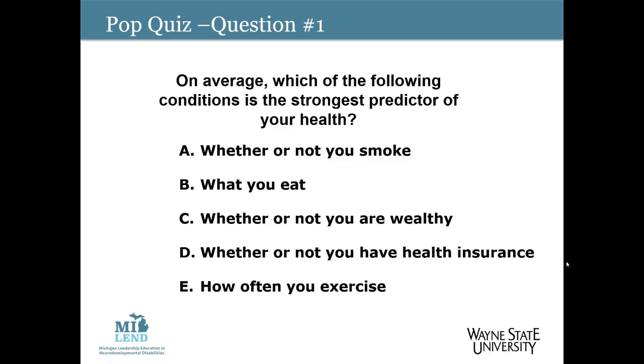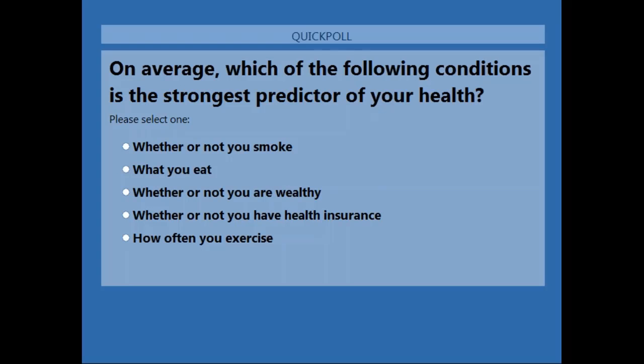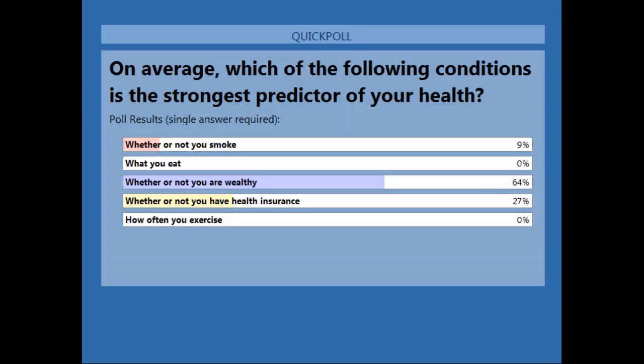So Mike, I'm going to go to the question, and then I believe that everyone can answer to vote on this. Is this okay? So the question is, on average, which of the following conditions is the strongest predictor of your health? A, whether or not you smoke. B, what you eat. C, whether or not you are wealthy. D, whether or not you have health insurance. Or E, how often you exercise.